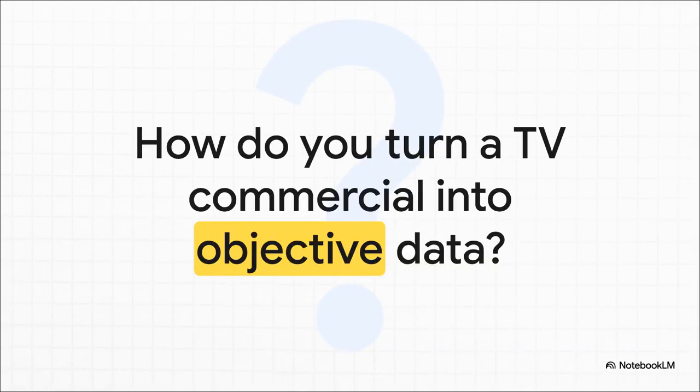So picture a TV commercial, 30 seconds of fast cuts, music, people. It's just this whirlwind of images and sounds. How in the world do you make that measurable? The trick is to find a system, a way to count what's happening so that if someone else followed your exact same rules, they'd get the exact same result. That's the key. That's how you make it objective.